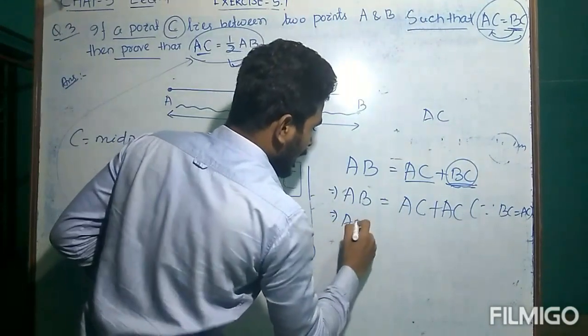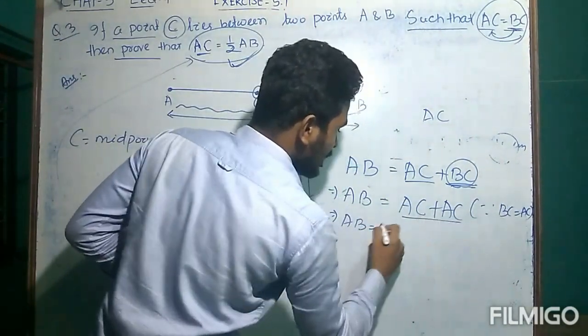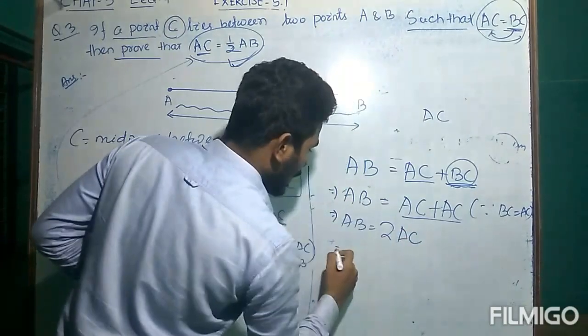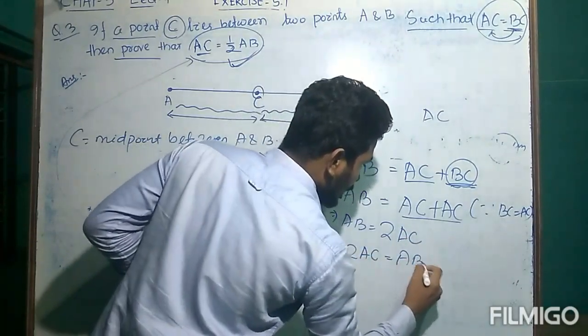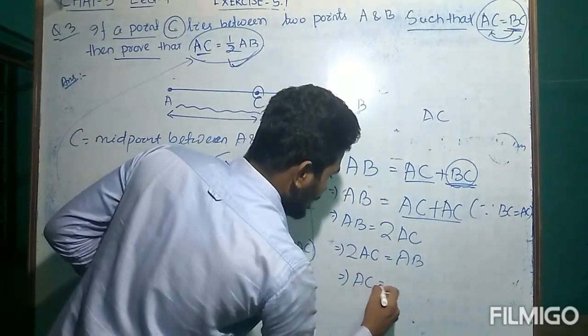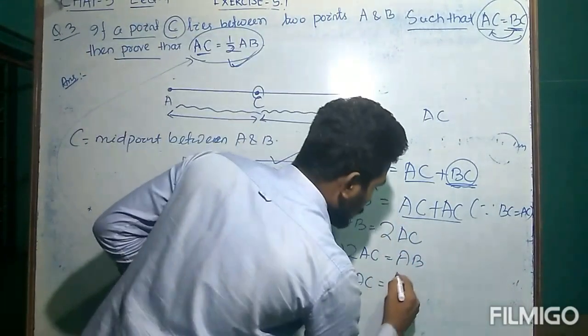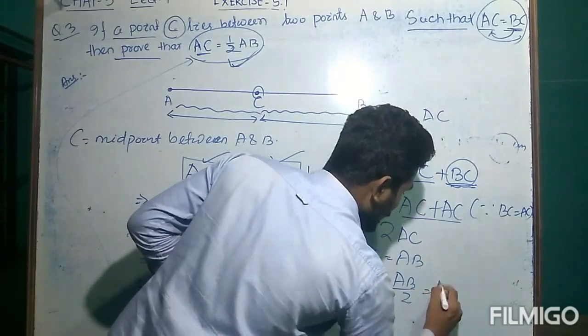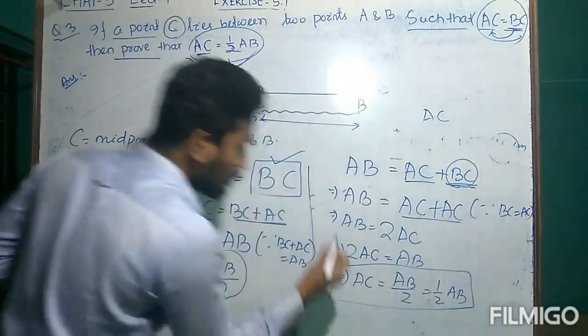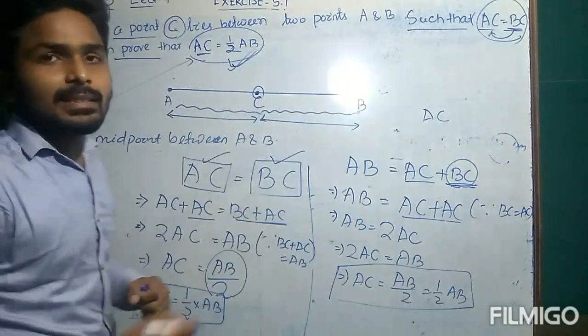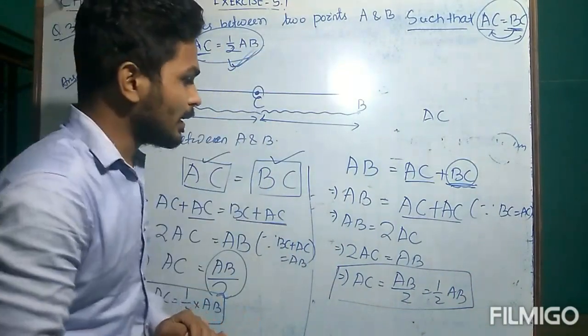So now AB is equal to AC plus AC, which means 2AC. Now you can write first 2AC, then you have to write AB. AC is equal to AB, and when 2 moves to the right hand side, it will be divided, so it is equal to half AB. So in this way, you can also prove that AC is equal to half AB. Okay.